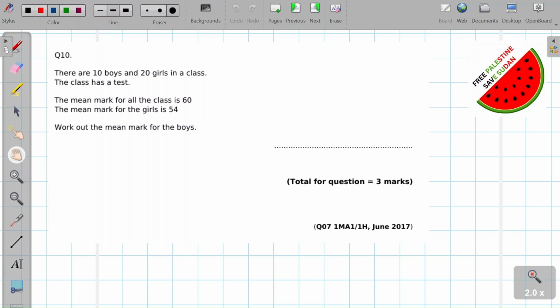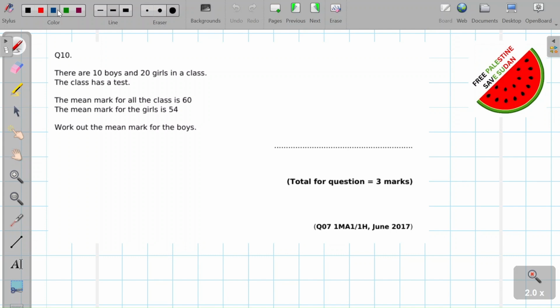Let's get started. So the first question states there are 10 boys and 20 girls in a class. The class has a test. The mean mark for all the class is 60. The mean mark for the girls is 54. Work out the mean mark for the boys.